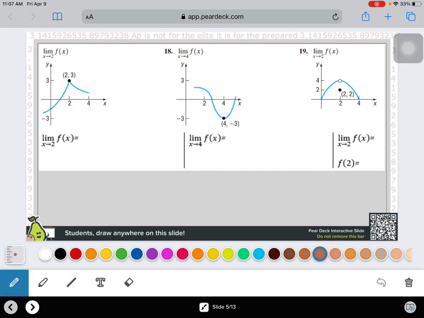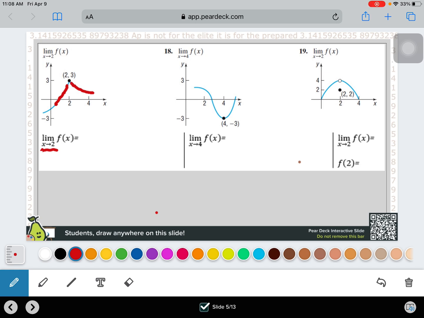Alright, so let's go ahead and do some practice problems. So let's do red. On the first one, I'm asking, what is the limit as x approaches 2? Notice it does not have a little plus sign or a minus sign, so that means we look at what's happening on the graph as it comes from the left and what's happening as I come from the right.